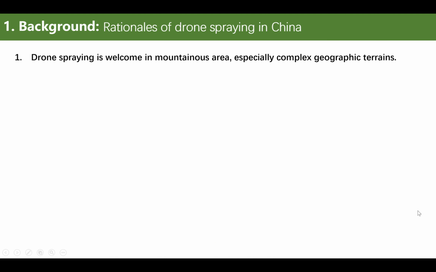Then, the rationale of drone spraying in China. First, drone spraying is welcome in mountainous areas, especially complex geographic terrains. Second, drone spraying is labor-saving and low cost. I think you can understand it is labor-saving. As for the cost, it is about 10 to 20 US dollars per hectare.